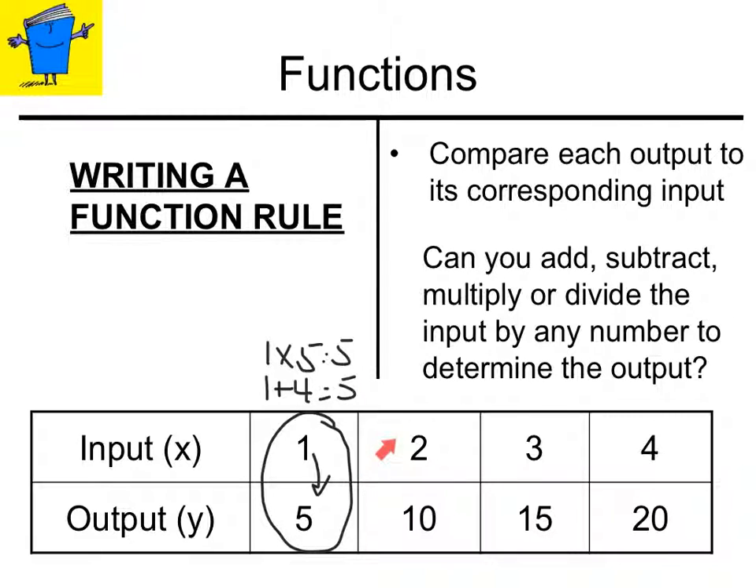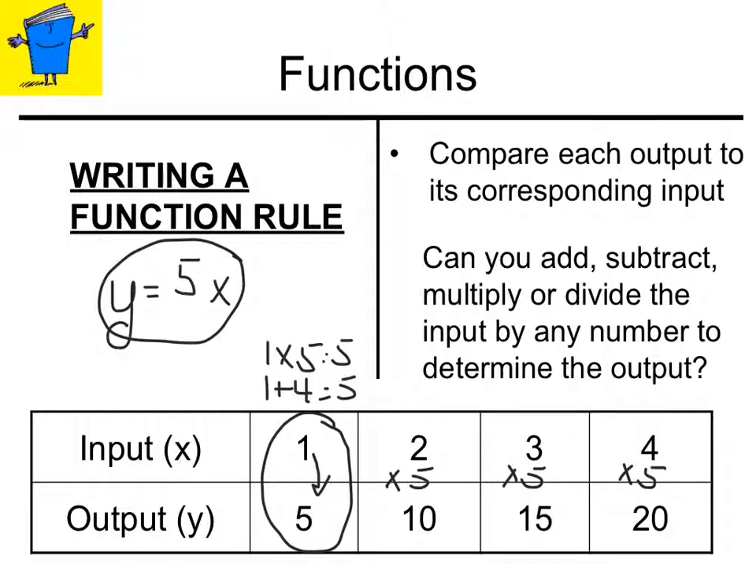Well, if I use the rule 2 plus 4 would be 6, and that's not what my output is. So I try the other rule. 2 times 5 is 10. So the rule 2 times 5 does work here. And then for the next, 3 times 5 is equal to 15, and 4 times 5 is equal to 20. So my rule is I multiply by 5. But to write it as an equation, to find a value for y, I take my x and I have to multiply it by 5. So my rule for this table is y is equal to 5x.